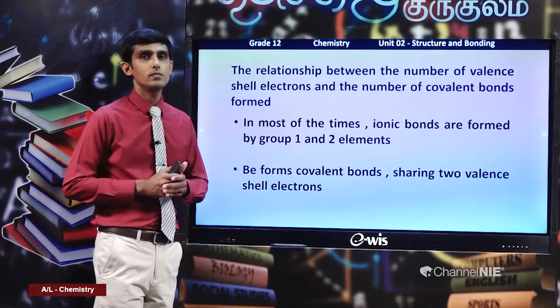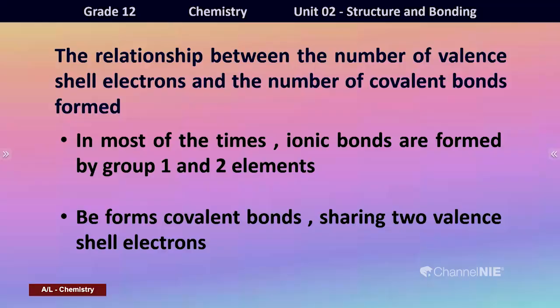So when we consider the relationship between the number of valence shell electrons and the number of covalent bonds formed by the element, if you look at group 1 elements in the periodic table, in most cases they form ionic bonds, and also the group 2 elements form ionic bonds, but group 2 beryllium tends to form covalent bonds. In that case beryllium shares the 2 valence shell electrons that the element has. So group 1 and group 2 elements, basically the tendency is for formation of ionic bonds.